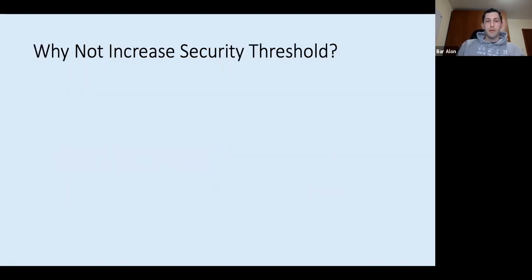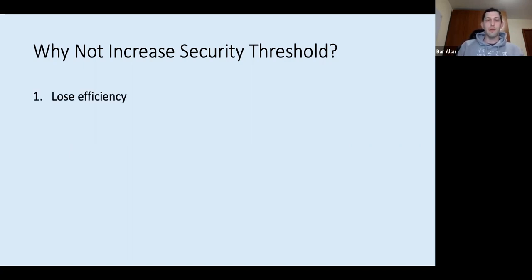So let's start with a naive solution. Why not simply increase the security threshold? This means that, let's say we want security against 5 corruptions, just take a protocol secure against 6 corruptions. It seems intuitive: if the protocol is secure against more corrupted parties, it should include the security that we desire, where no honest party will learn more than they should, because the adversary is stronger. But I claim that there are still issues with this solution.